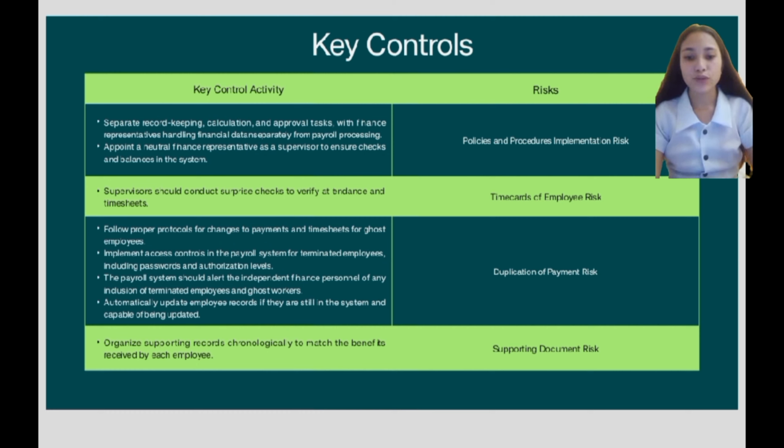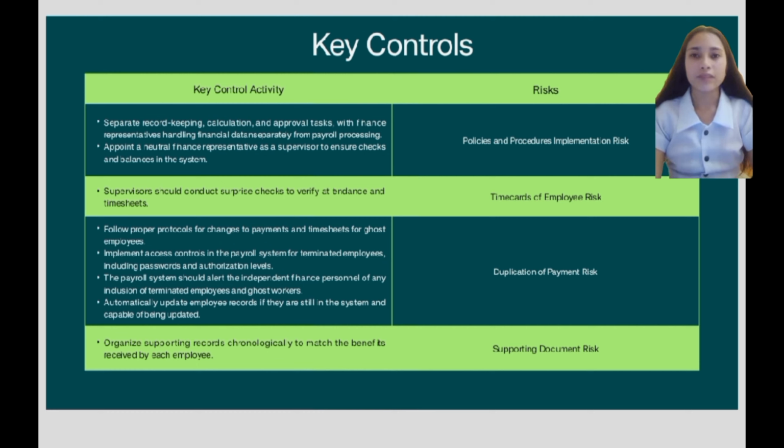Fifth, implement access controls in the payroll system for terminated employees, including passwords and authorization levels. Sixth, the payroll system should alert the independent finance personnel of any inclusion of terminated employees and ghost workers. Seventh, automatically update employee records if they are still in the system and capable of being updated. And lastly, number 8, organize supporting records chronologically to match the benefits received by each employee.